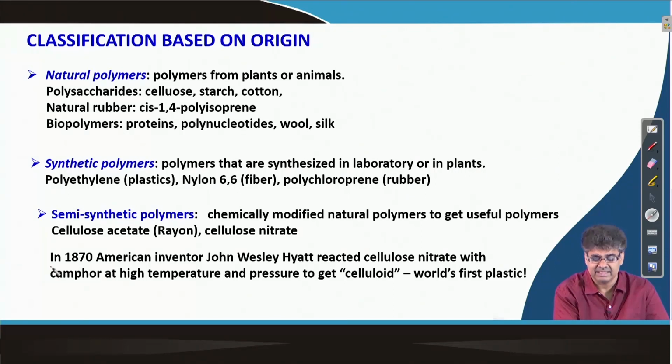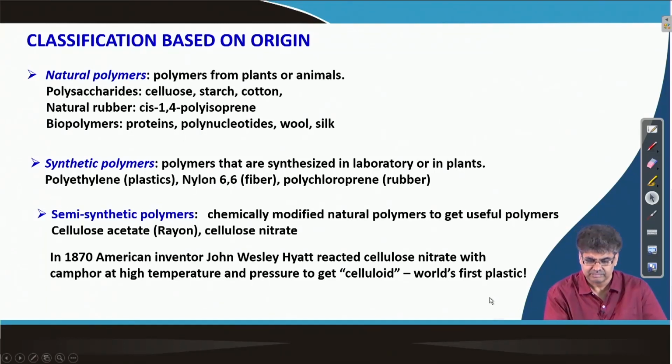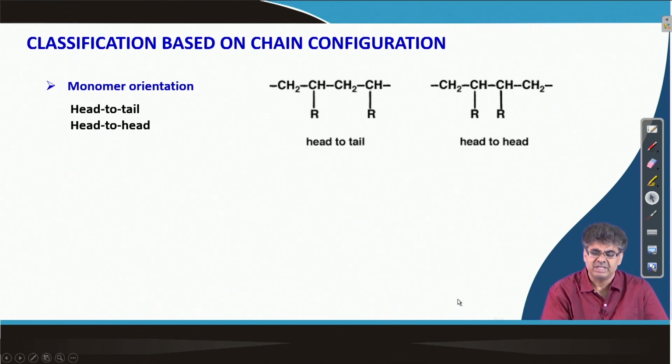Now, in 1870, American inventor John Wesley Hyatt reacted cellulose nitrate with camphor at high temperature and pressure to get celluloid, which was eventually the world's first plastic material. So, the world's first plastic material was a semi-synthetic polymer. We will of course define the term plastics a few minutes from now.